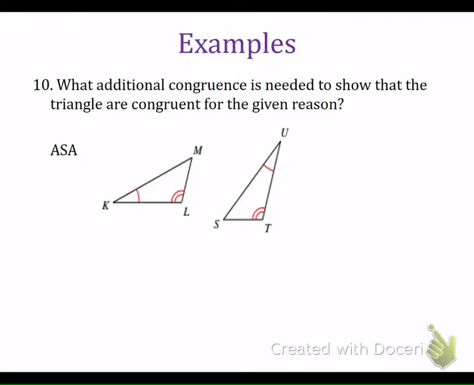So now I want to use the other one, angle, side, angle. So I have angle, side. What do I still need? Angle. Which angles? S and M. Yeah, angle M needs to be congruent to angle S. Whoa, no it's not. Who said that? I'm sorry. That would give us angle, angle, angle. Is there such a thing as angle, angle, angle? There is no angle, angle, angle.